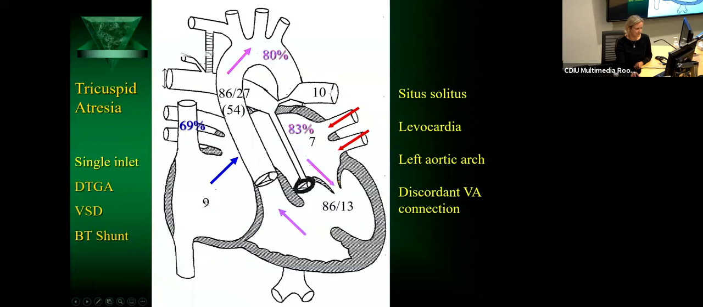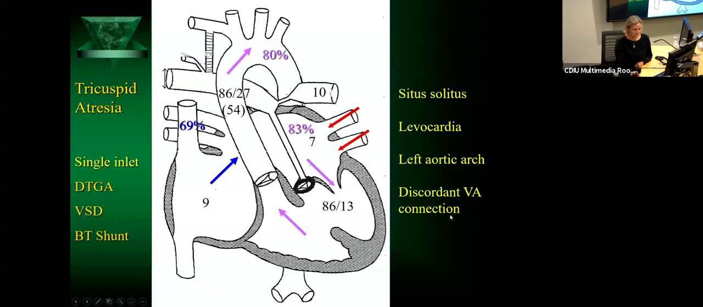Here's the tricuspid atresia. This is a single inlet DTGA. So we see here the right ventricle, we have a big VSD, we have the left ventricle, and we have the blood coming into the right atrium. So it can't get into the right ventricle. So the right and the left are dumping in here. And we have RV to AO, right? So that is discordant. Ventricular to aorta or arterial connection is discordant. And we have the left ventricle pumping out to a very small pulmonary artery.